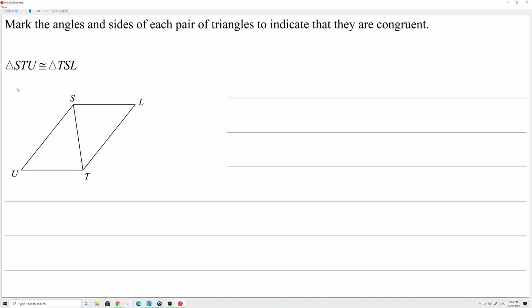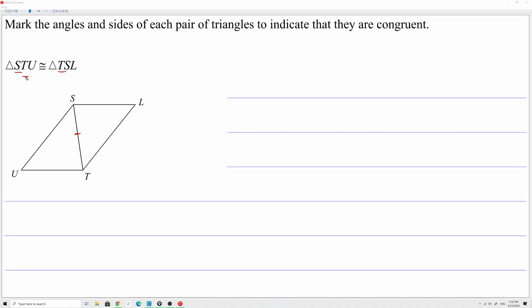So we know that these two triangles are congruent to each other, STU, TSL, and we have to put in all of the congruency markings. You can do the sides first or the angles first, it doesn't really matter. I'll do the sides first because it's a little bit easier. So take side ST, that has to be congruent to, well, this is weird, TS. If you look at the diagram, you see why. Side ST gets used in both triangles.